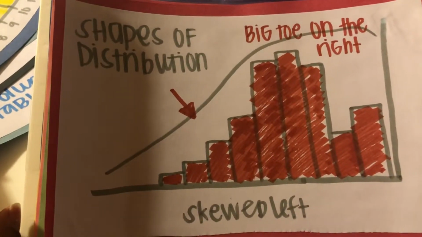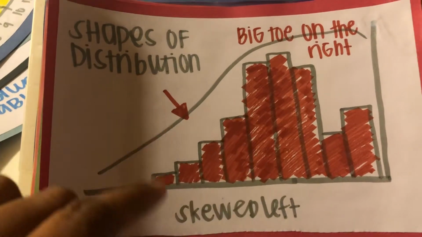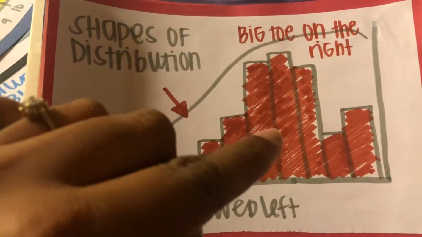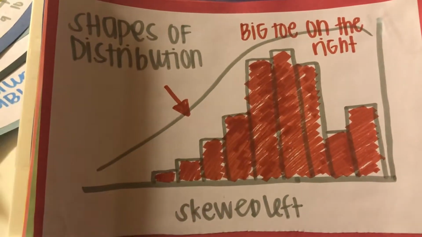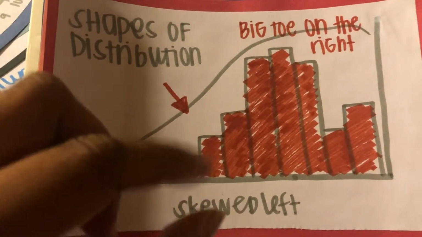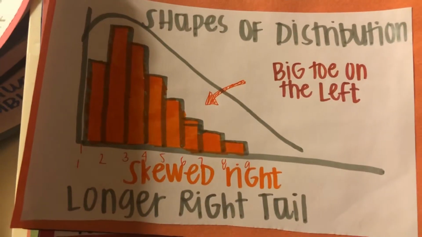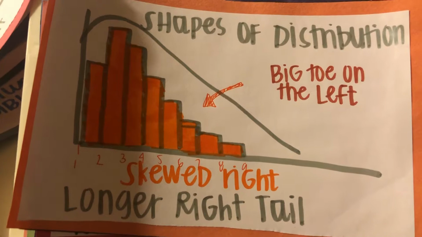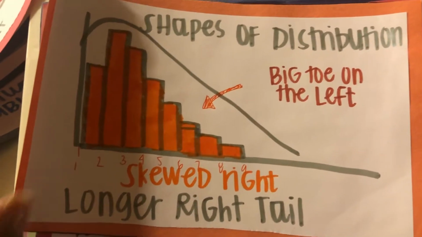This one is skewed left. A cute way to look at it is like toes: the big toe is on the right and the small ones are on the left. Same thing for this one, but the big toe's on the left and the little pinky toes are on the right. So this one's skewed right. There's a longer right tail.